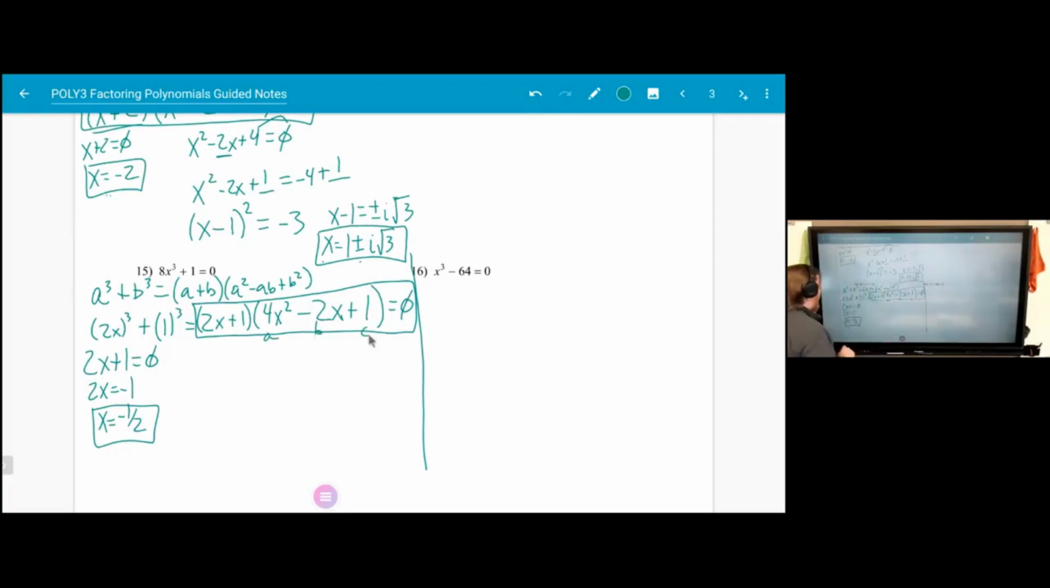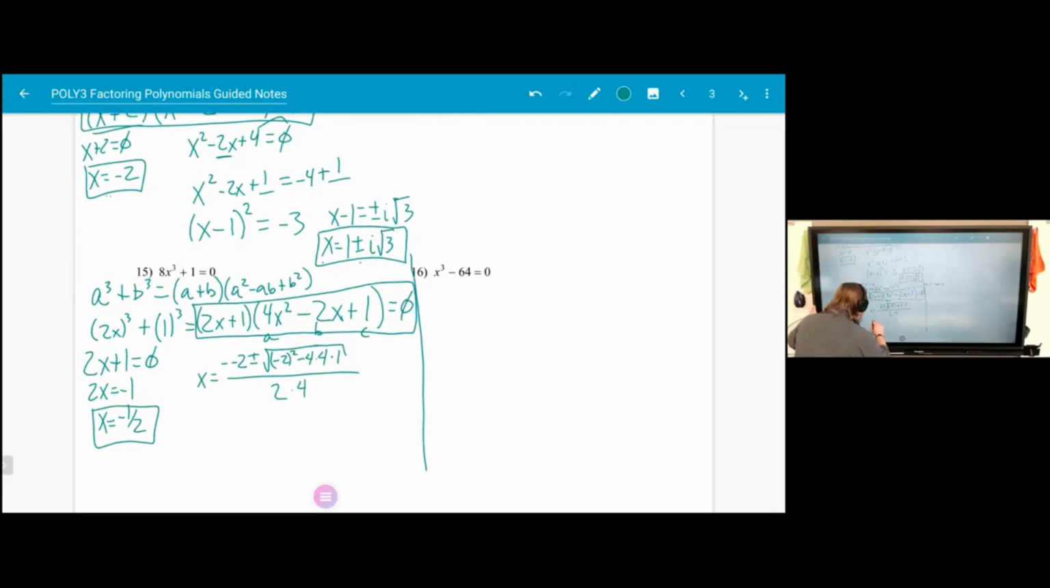We're going to say x equals negative b, so negative negative 2, plus or minus the square root of b squared, so negative 2 squared, minus 4 times a, which is 4, times c, which is 1, all over 2 times a. A, again, is 4. Got some simplifying here to do. Well, minus a negative, so this becomes 2.